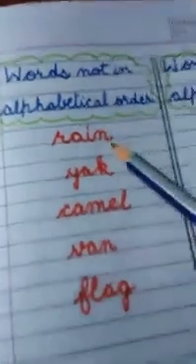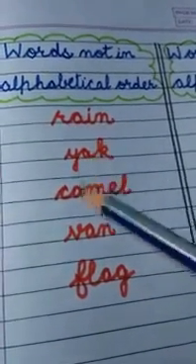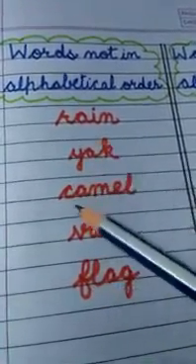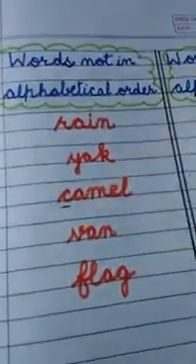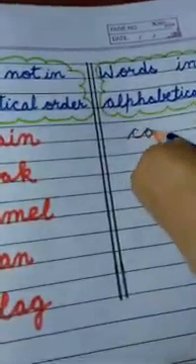Here there are some words that are not in alphabetic order. Read the words: rain, yuck, camel, van, flag. First of all, we will find the word whose letter comes first in alphabetic order. The letter C comes first in the alphabetic order. So we will write camel first. Camel.